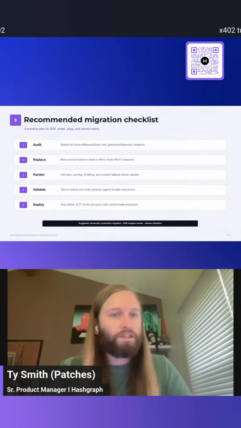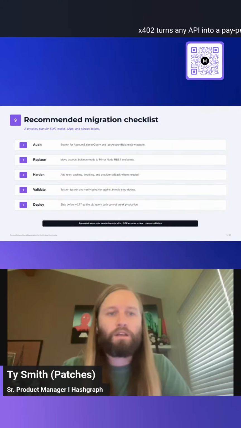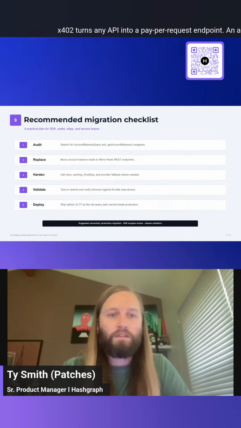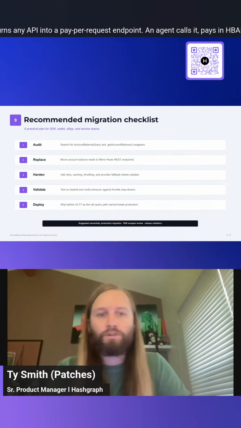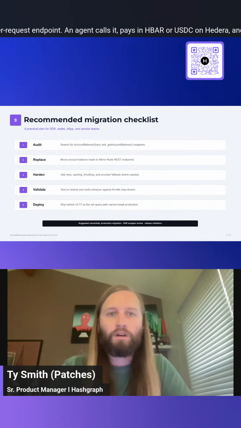Make sure you harden it: test, retry, caching, throttling. Make sure that everything is working. Validate it, and then make sure you deploy before version 77 hits the Hedera network in September.